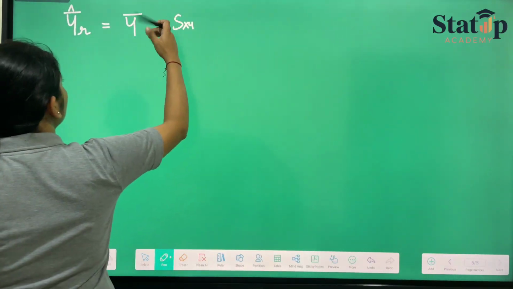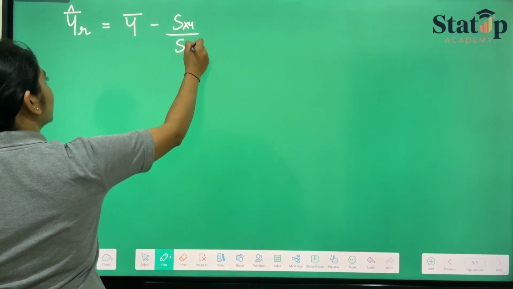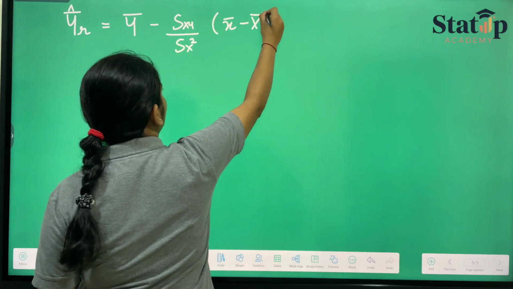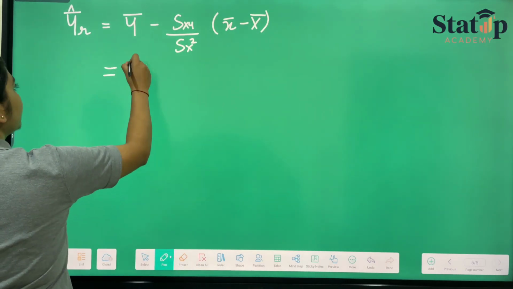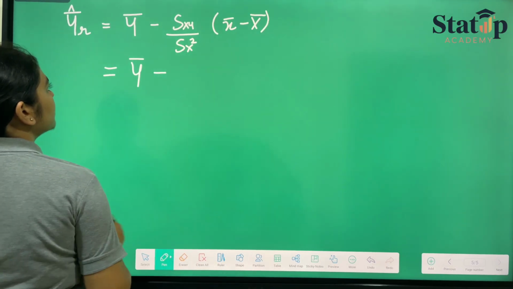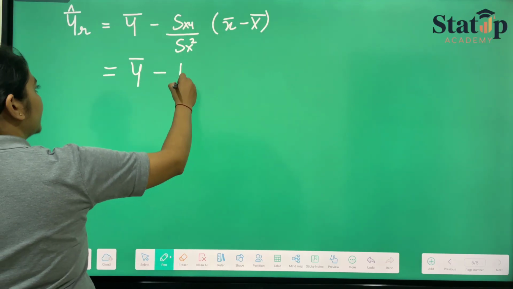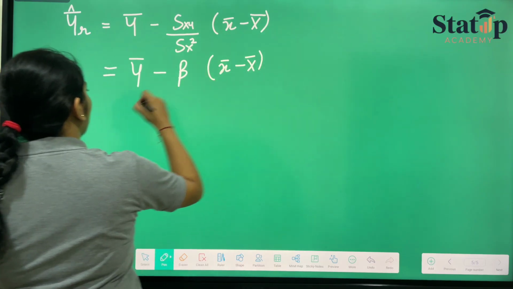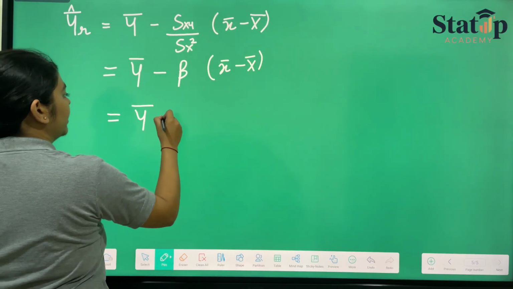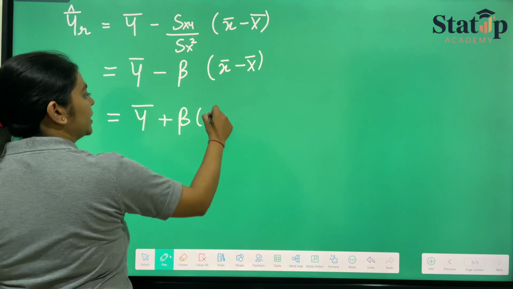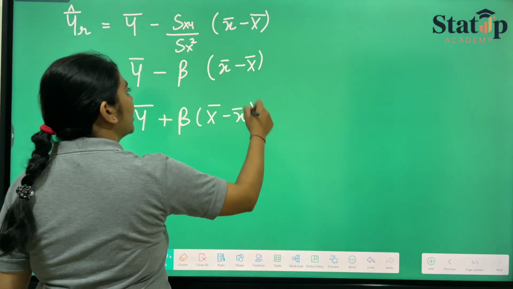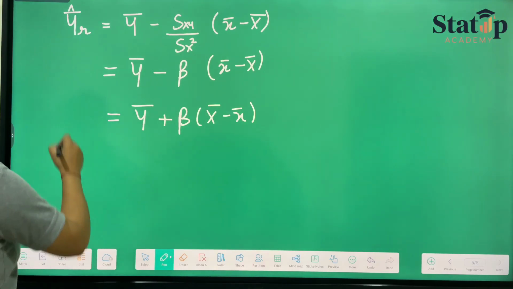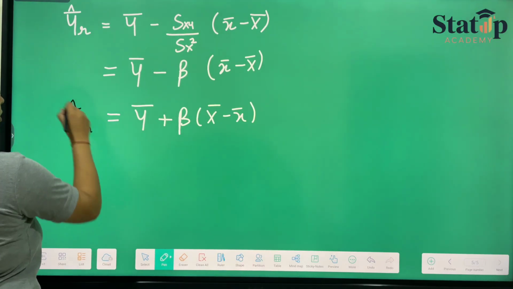So minus Sxy upon Sx square into small x bar minus capital X bar. This can be written as y bar minus, let us take it equal to beta, into small x bar minus capital X bar. Thus we can write it as y bar plus beta into capital X bar minus small x bar. I have taken minus common from here, and therefore the sign became plus. So it will be the value of the regression estimator.